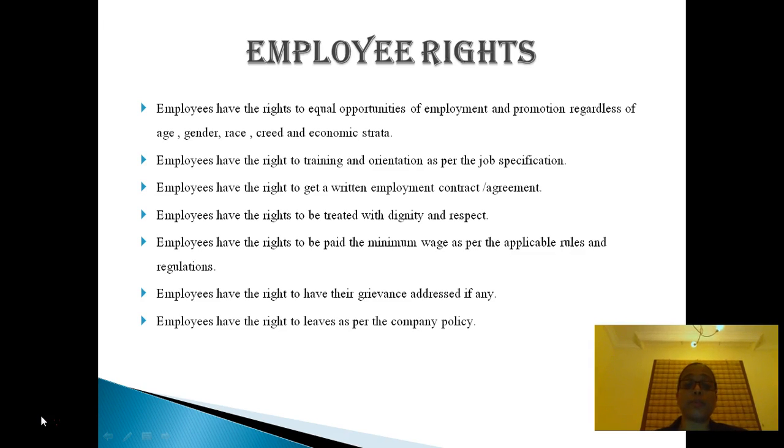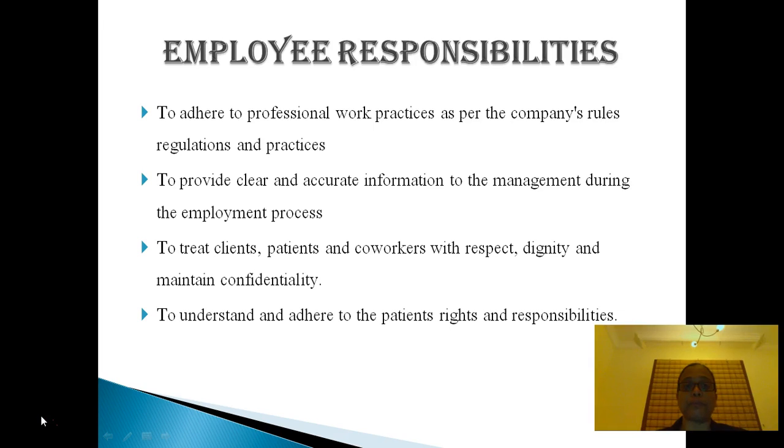Employees have the right to be paid the minimum wage as per the applicable rules and regulations. Employees have the right to have their grievances addressed if any, and employees have the right to leaves as per the company policy. Employee responsibilities.